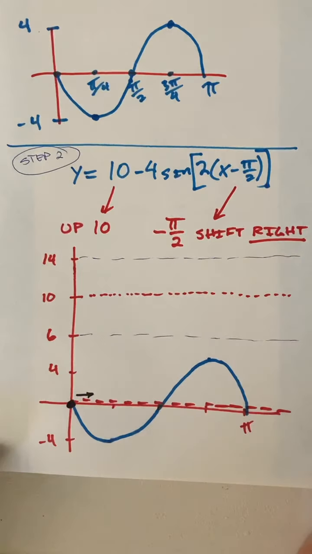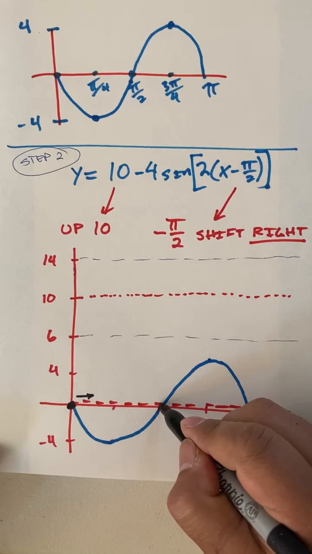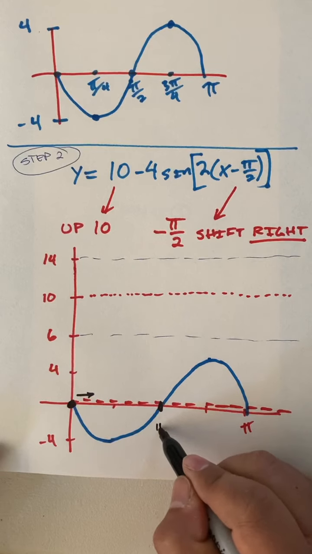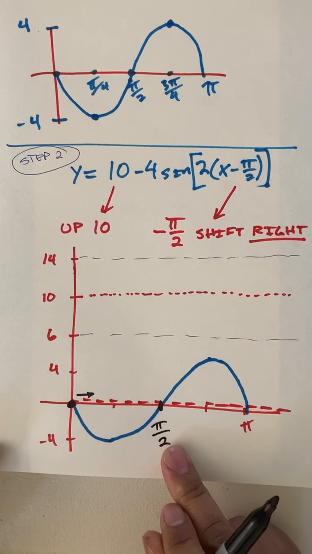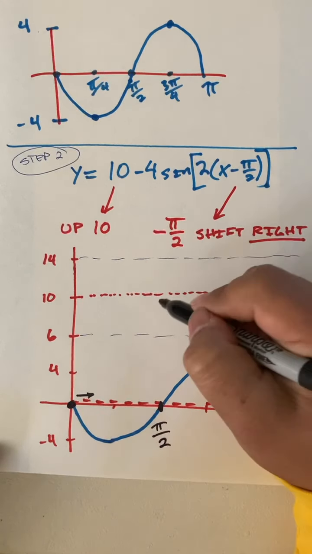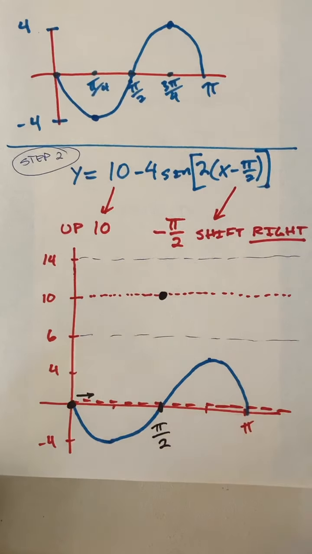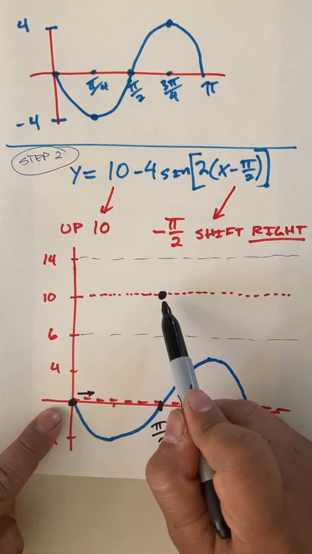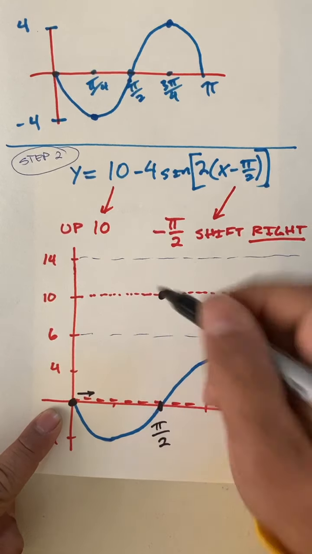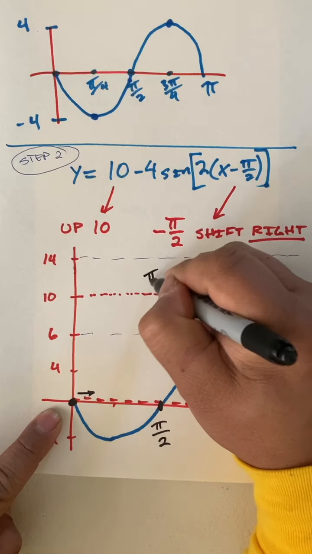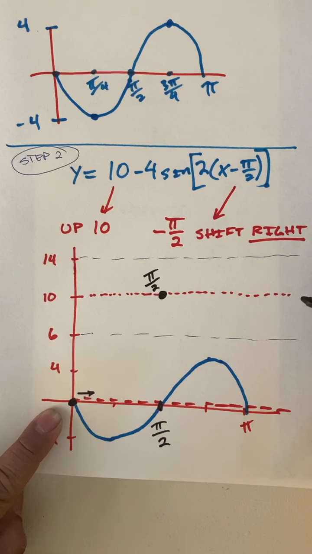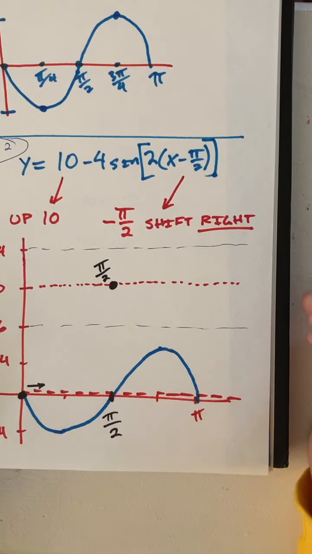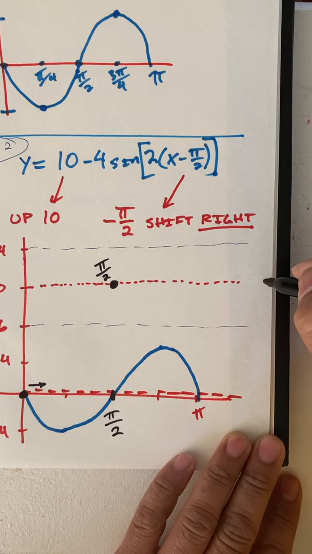Okay. Now, how far is pi over 2? Oh. Here's pi over 2. So it's going to shift here. So this blue dot is now way over here. Okay. That's my shift right, pi over 2. And I'm running low on space, but I can fake it.